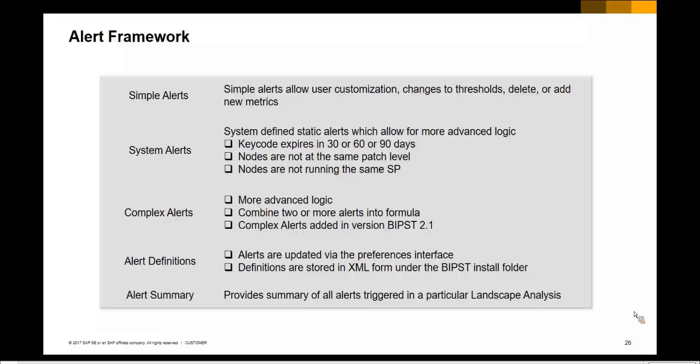Complex alerts is new to the 2.1 version, and what we've done here is allow you to combine multiple simple alerts into a more advanced logic. So you could say, if the server is of type adaptive processing server, and the name is this, and the number of connections is greater than 20, or things like that, you can build up a more complicated alert that way. All of the alerts that you customize or create new are stored in the client in an XML file, so those will persist.